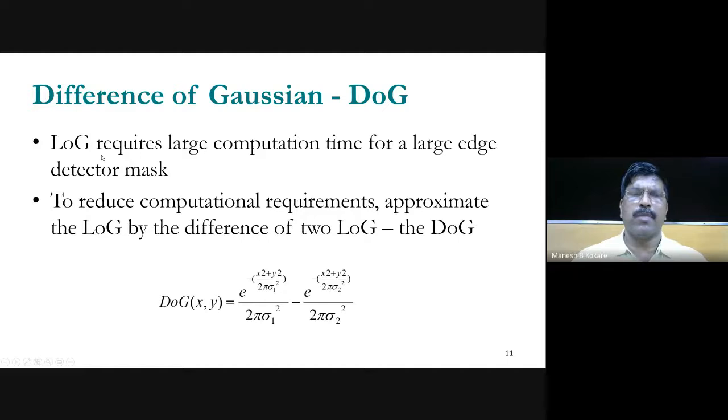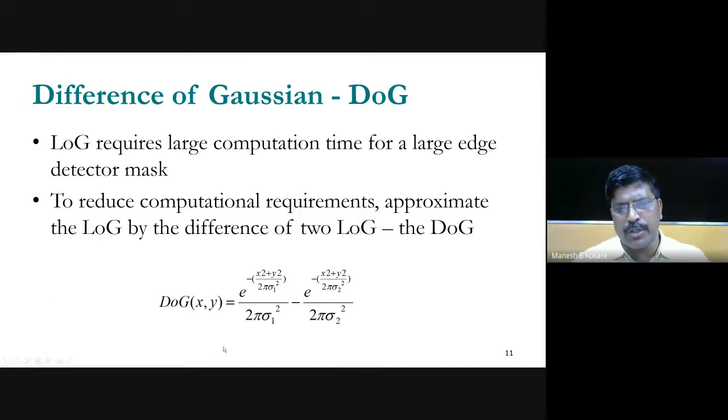Here LOG requires large computation time for a large edge detector mask, because your edge detector mask is large, then computation time will also be large in that case. So to reduce the computational requirement, approximate LOG by difference of two Gaussians, which is nothing but the DOG. DOG means difference of Gaussian. So what you are doing basically, you are taking two different values of the Gaussian function.